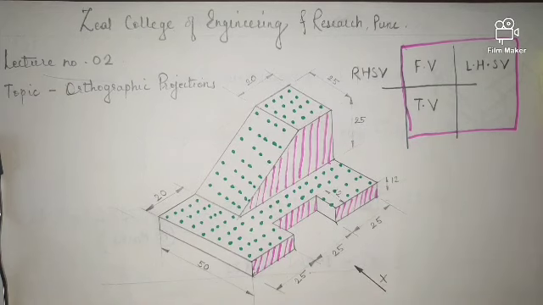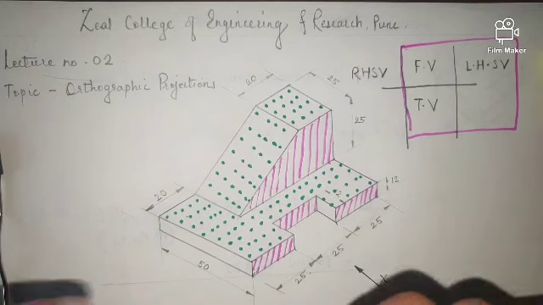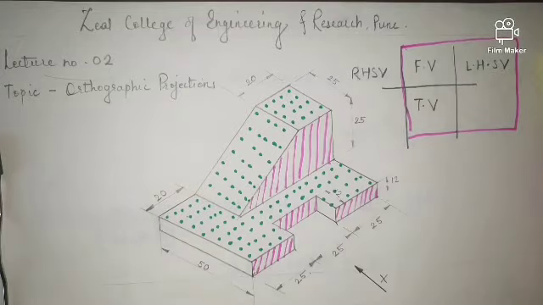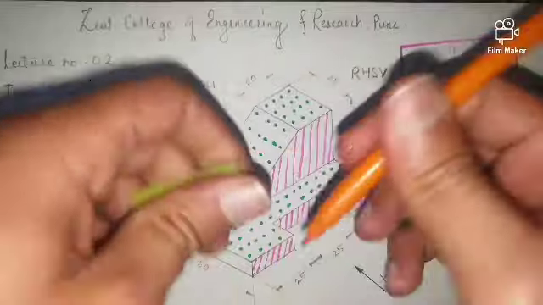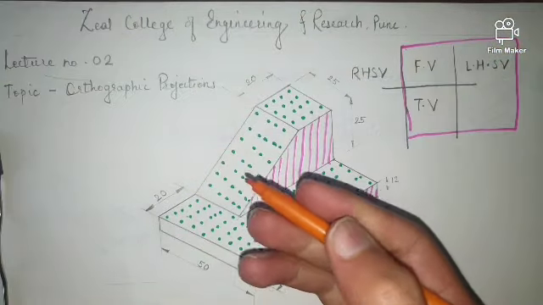And what about the side view, the left-hand side view? Let me use a different color now. What color do we have? We have orange, let's say. All right.